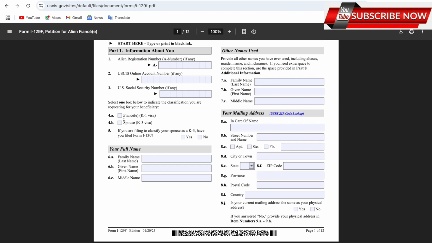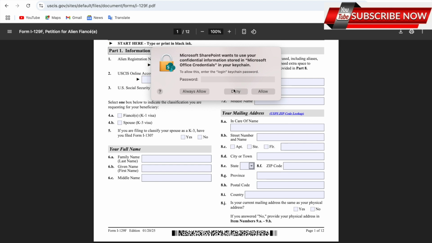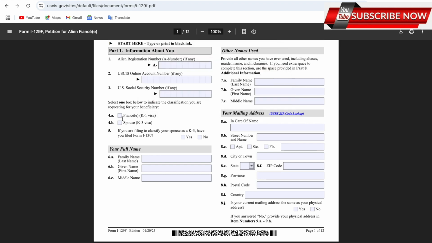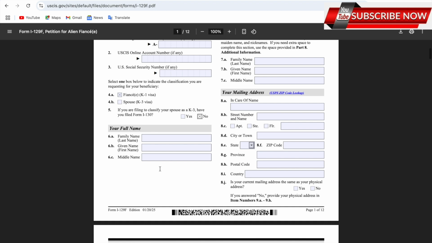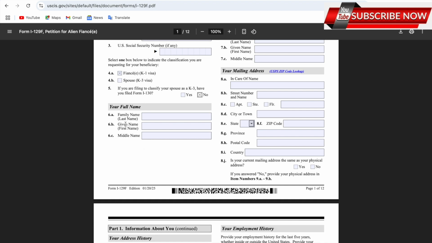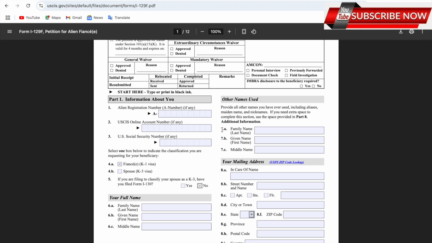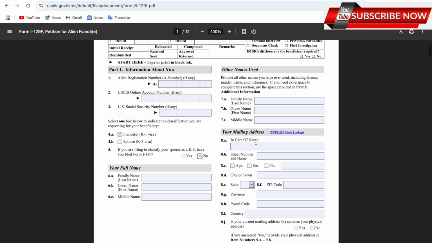So you are talking about fiance. So you click on the fiance part and you click on no over here. Full name, petitioner. So the petitioner's information: the last name of the petitioner, you put it right here. The first name, you put it here. If you have a middle name, you put it right there. If you have used other names, you put it right there. If you have not used other names, you just leave it alone.